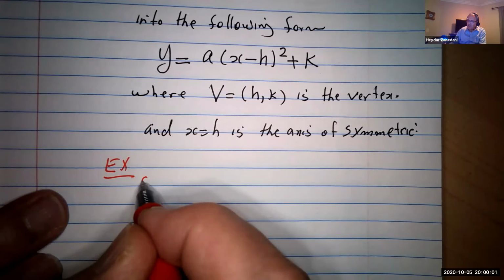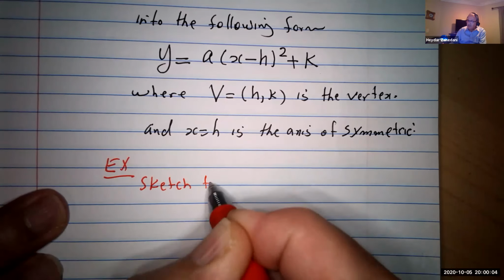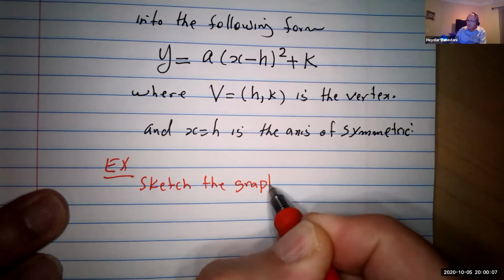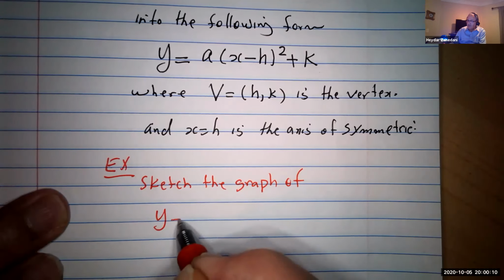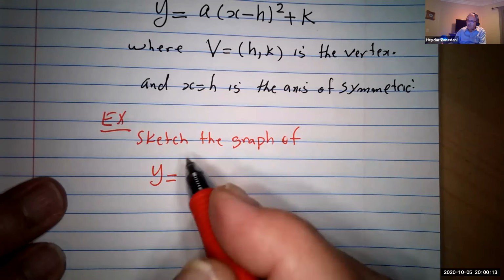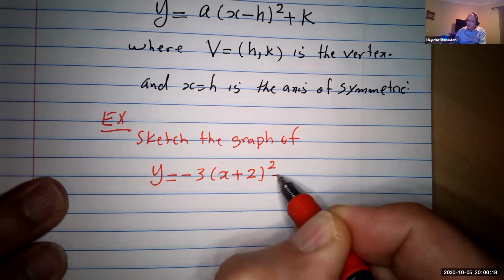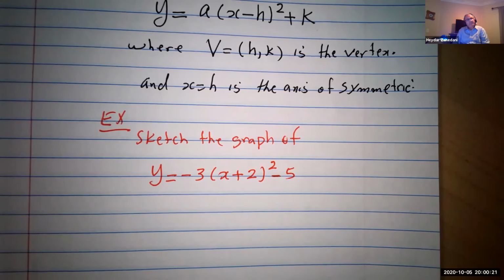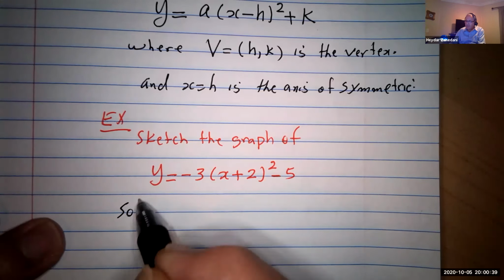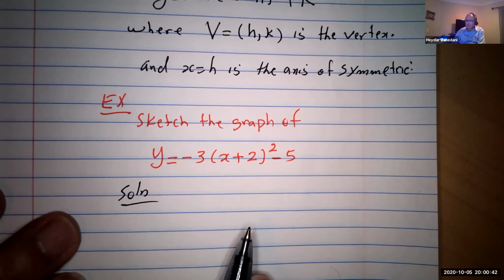Suppose you want to sketch the graph of, look at this one, y = -3(x + 2)² - 5. You see, now you realize this is a quadratic function. Some people simplify it and go to that other method. No, it's ready. It's ready. You see, just compare it. Solution: you see, this is going to be the case.